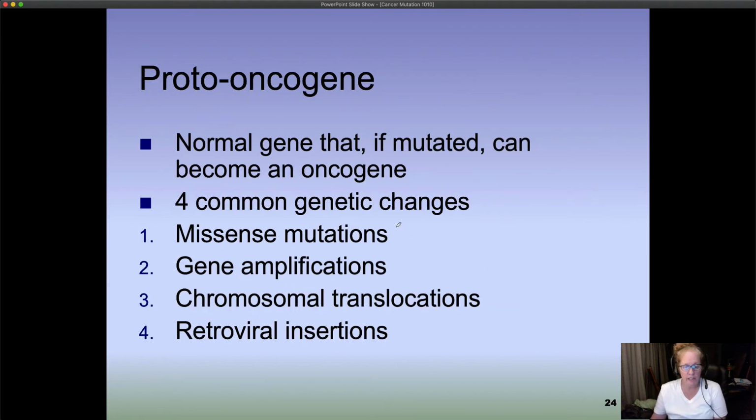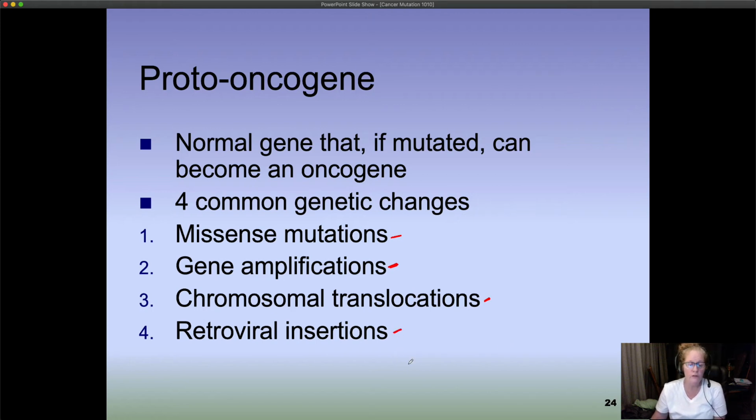For proto-oncogenes, the four most common genetic changes that occur are, number one, missense mutations. We also see gene amplifications. In this case, the gene gets amplified, or upregulated, so there would be a mutation in the enhancer or in the repressor, or silencer, sequence. Then we have chromosomal translocations. This would be like a transposon moving into usually the regulatory region of a proto-oncogene.